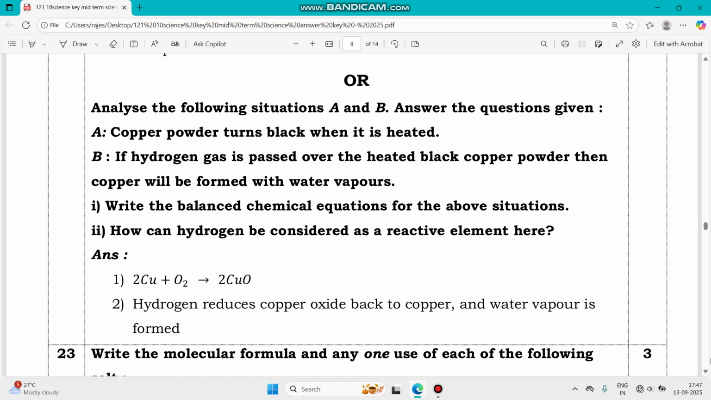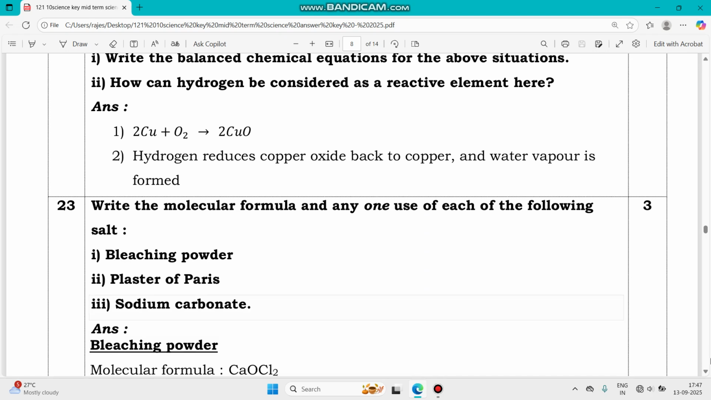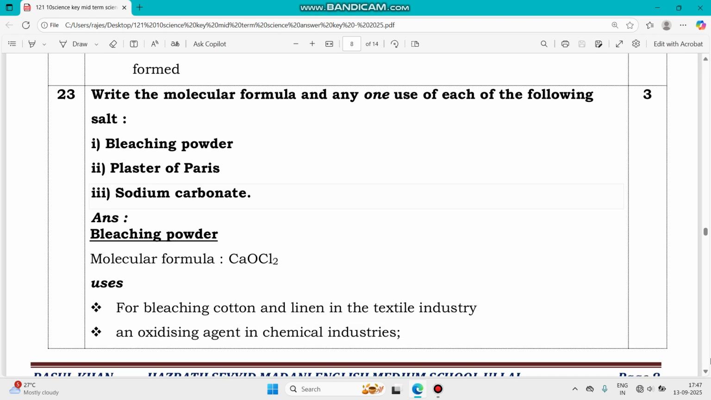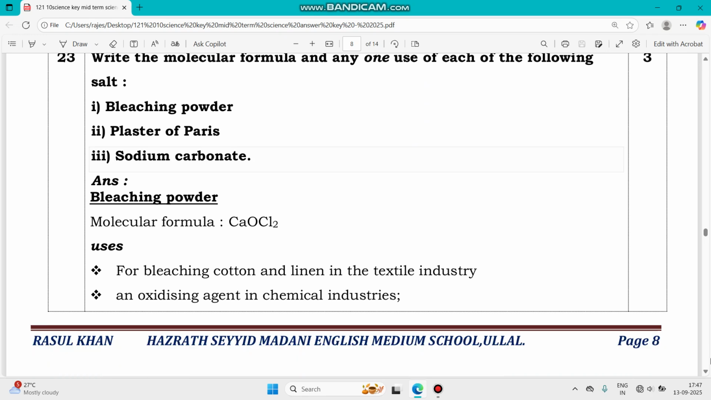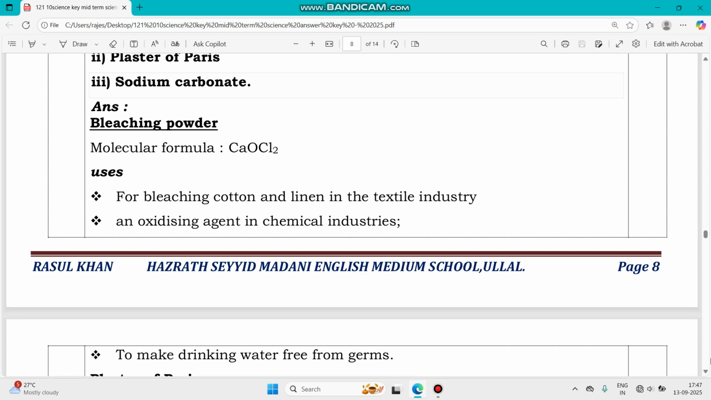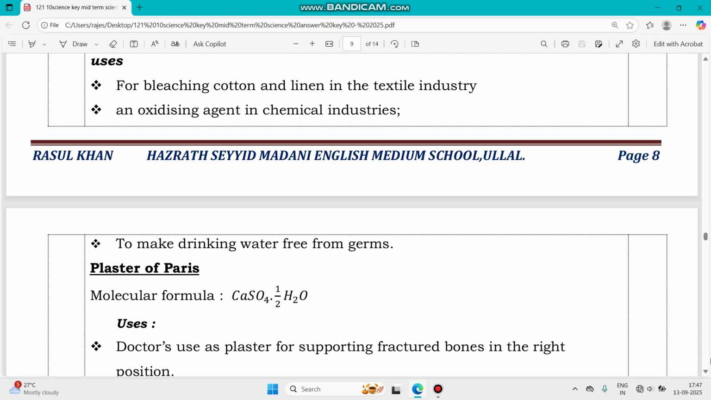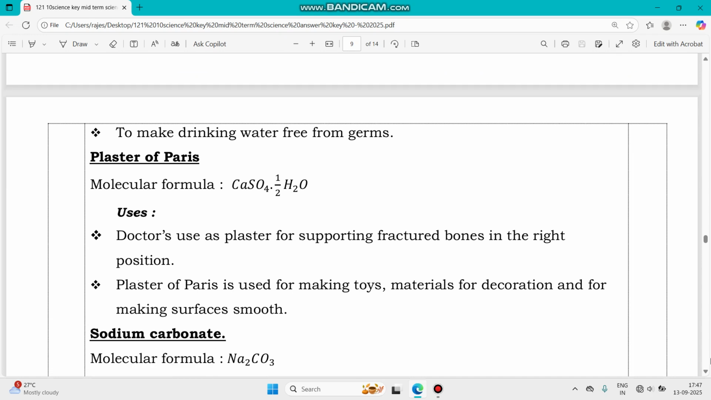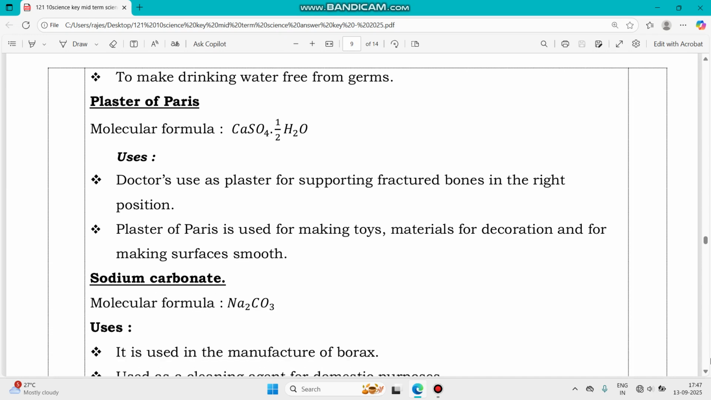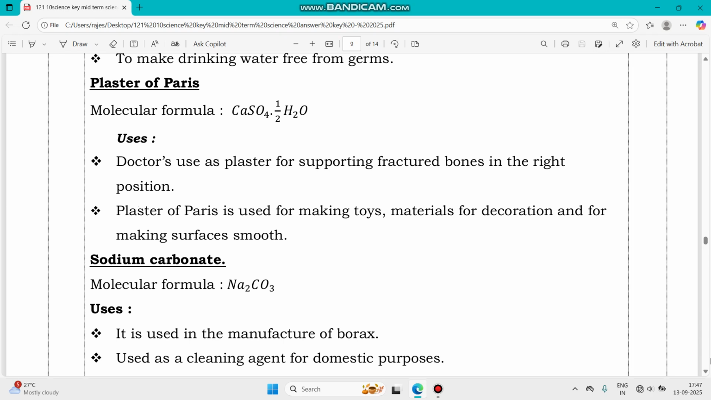So our question: you are seeing copper plus oxygen gives copper oxide, and hydrogen reduces the copper oxide back to copper, and water vapor is formed. So 3 marks question. Bleaching powder, the molecular formula is calcium oxychloride, CaOCl2, and plaster of Paris. You also write its uses. Plaster of Paris, CaSO4 hemihydrate, and its uses. Sodium carbonate, the molecular formula is Na2CO3, and you also write its uses.